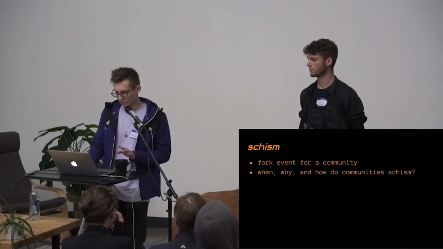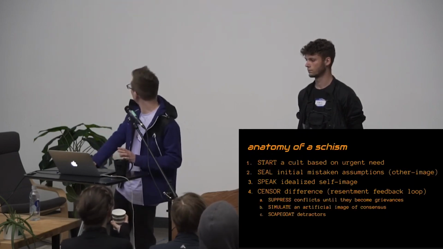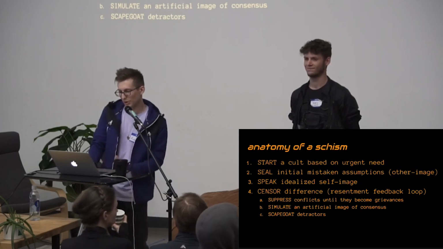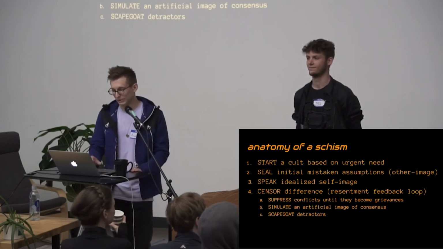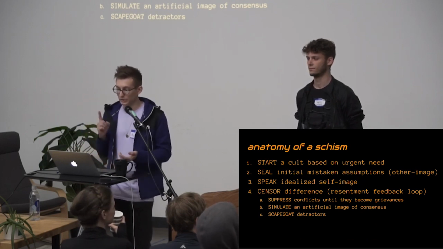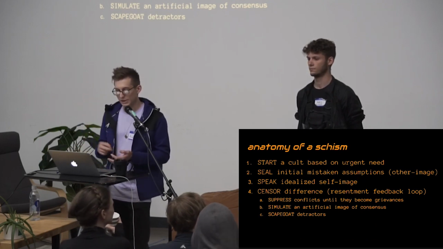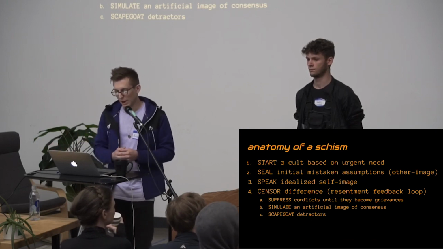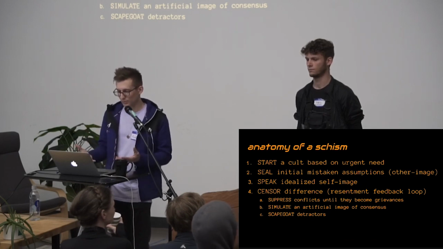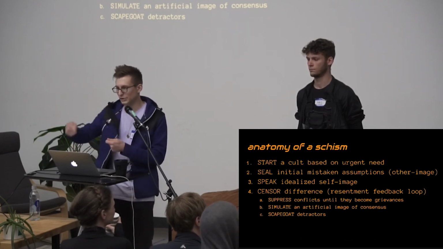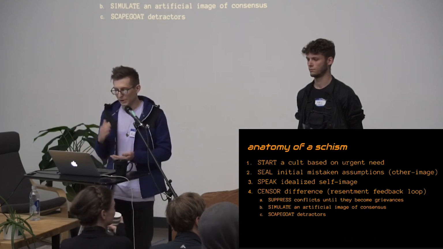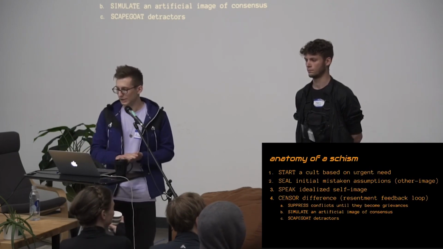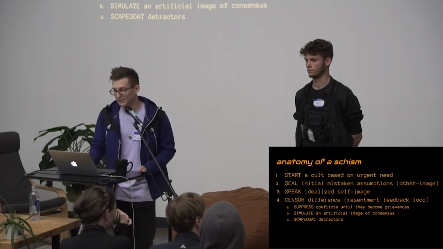All right. So we're on, here we go, schism. We're going to step through the presentation, overall the anatomy of a schism. This is our S-based system. First, start a cult based on an urgent need. Seal away initial mistaken assumptions about the other or all of the others. Then speak an idealized self-image of the group. Censor difference, which starts the first nested recursive feedback loop. So you suppress conflicts until they become grievances. Simulate an artificial image of consensus, and then scapegoat detractors.